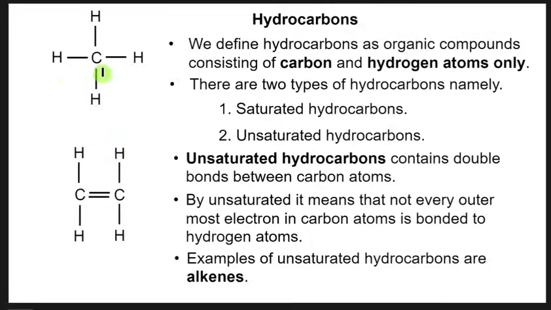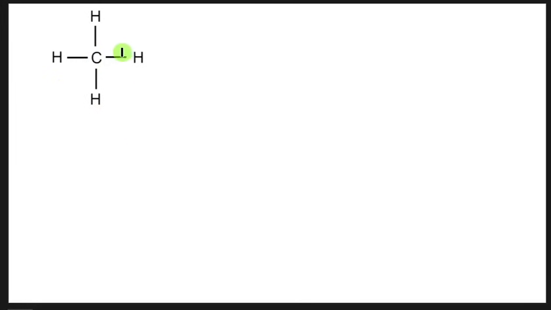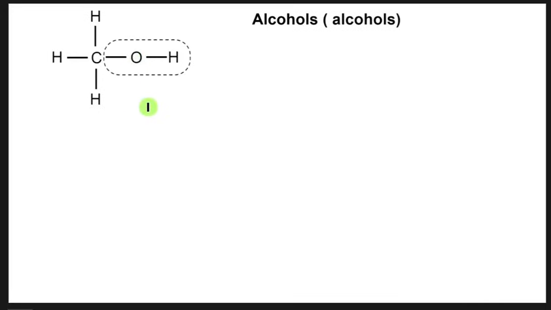Now let's say we remain with this one here. Let's say this hydrogen is replaced. Let's replace this hydrogen with OH. Instead of hydrogen, we have OH, like this. So we have replaced that hydrogen here with OH. Now, what we have formed here is called an alcohol. This part, where we have added OH, we call the hydroxyl group.